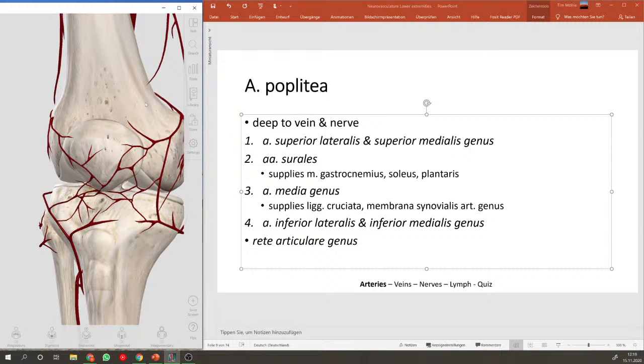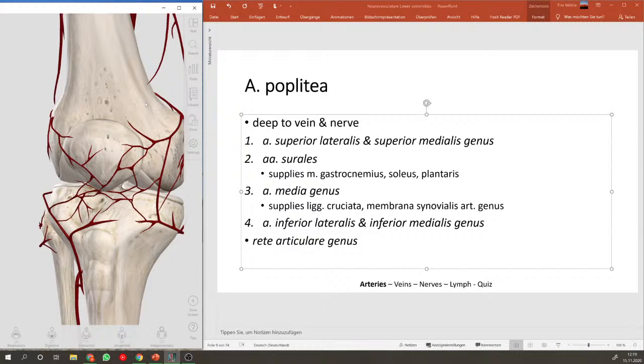So arteria poplitea will split into 2 main branches. So the first one will be the anterior tibial artery, and some of you might guess it, the second one will be the posterior tibial artery. Let's start with the anterior tibial artery, arteria tibialis anterior, so it's this one right here, and it will pierce through membrana interossea cruris.